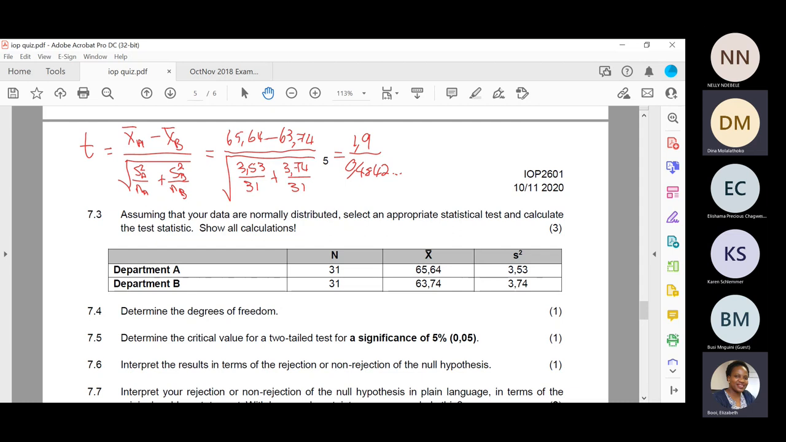3.74 divided by the square root of 3.53 divided by 31, and that's 3.74. And the answer I get is 3.92. What do you get? 3.92. You also get 3.92. Okay, so that is the answer to that question, and it's for 3 marks.